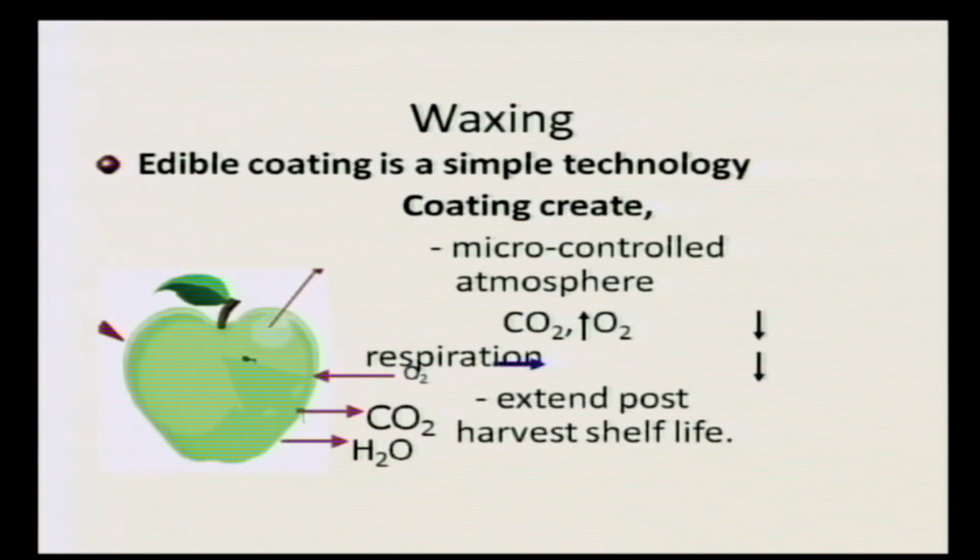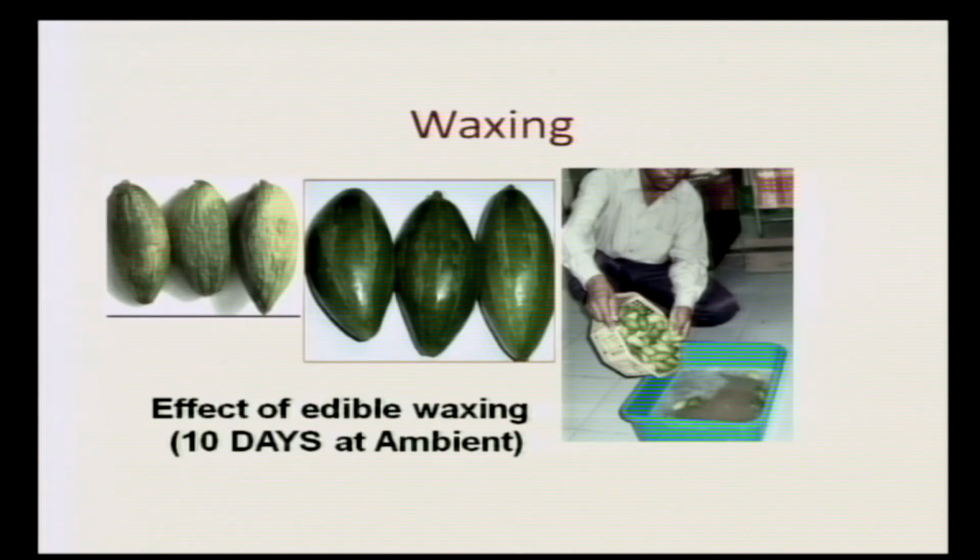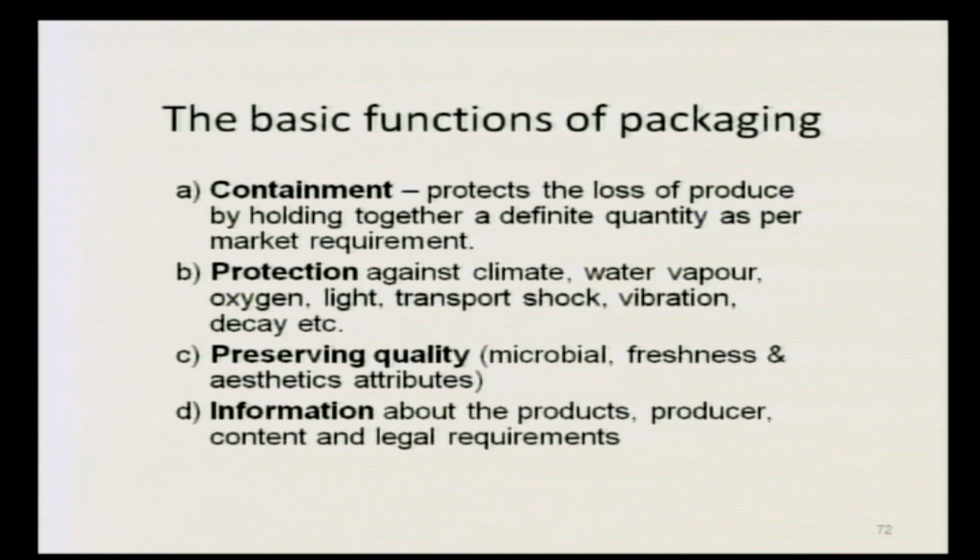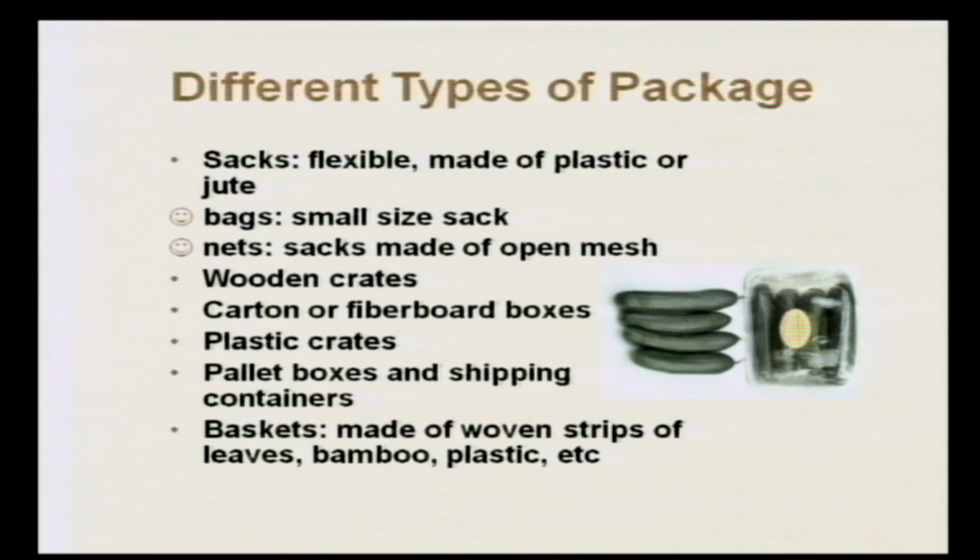Then waxing is a type of post-harvest activity. It is an edible coating which is given to create a micro-controlled atmosphere so that the respiration rate can be controlled. It normally extends the shelf life and a better product is retained. Normally it has been seen that you can extend the shelf life by 10 days at ambient temperature with this. Then the last is packaging. It has 4 functions: containment, protection, preservation and information. Different types of packages are there, like sacks, bags, nets, wooden crates, carton or plastic crates, pallet boxes and shipping baskets.